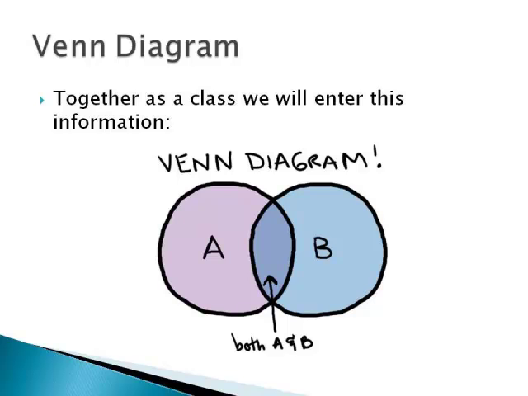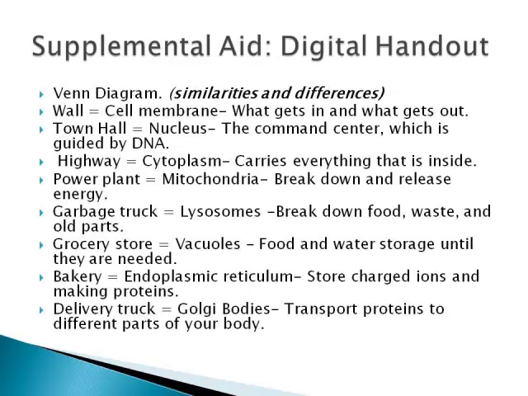Once students have completed the Venn diagram, this too will be saved and sent to them digitally for them to save to their computers. With the digital version of the Venn diagram going to all the students, there will be the supplemental aid of this digital handout. And this is just to help the students see the similarities between their town and the animal cell.